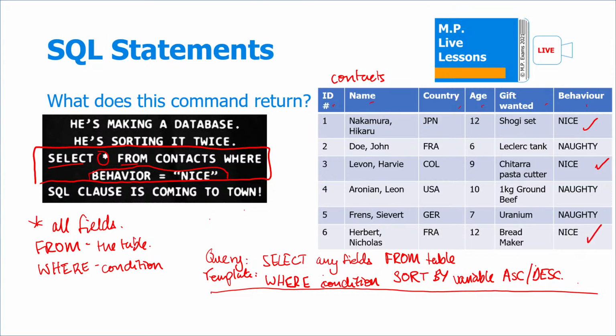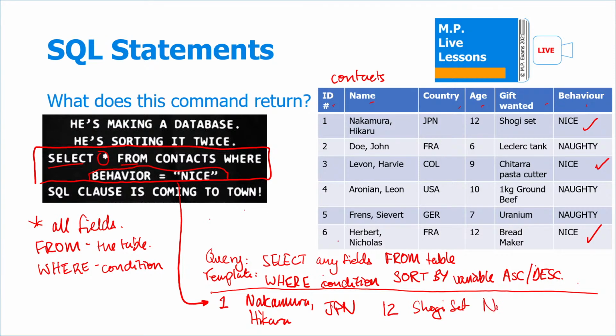and this. So for example, it would return ID 1, this could return, for example, this, this. So it'll return all the fields, as I've said, only if it says nice in the behavior column, whereas everything else isn't.